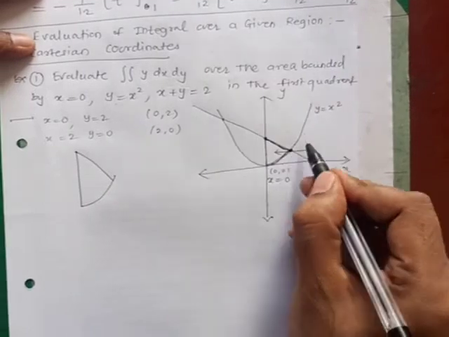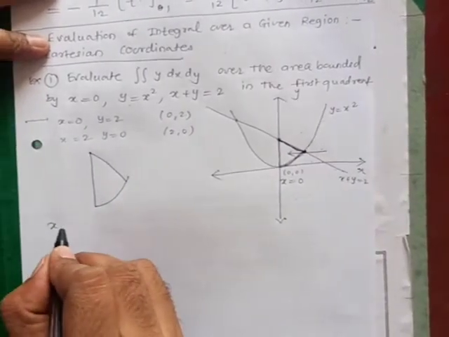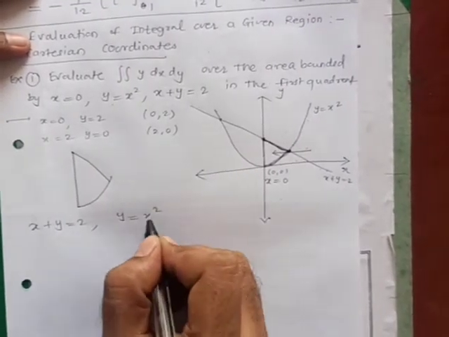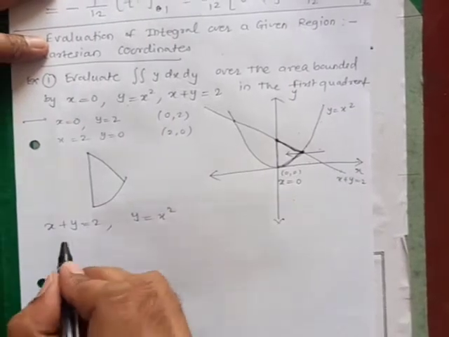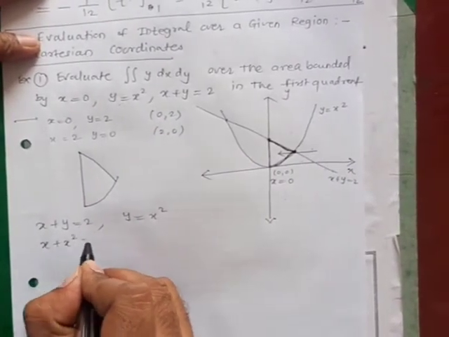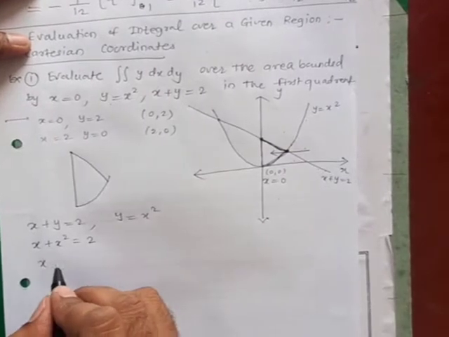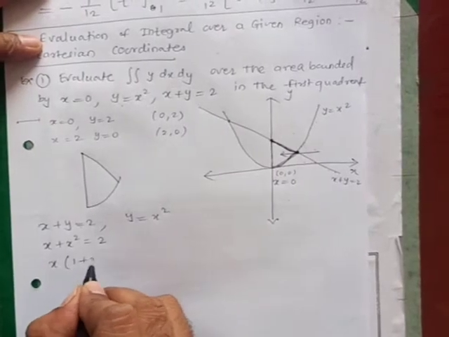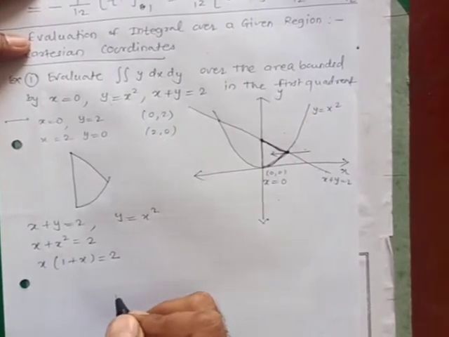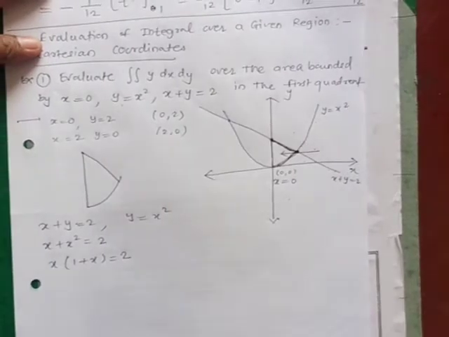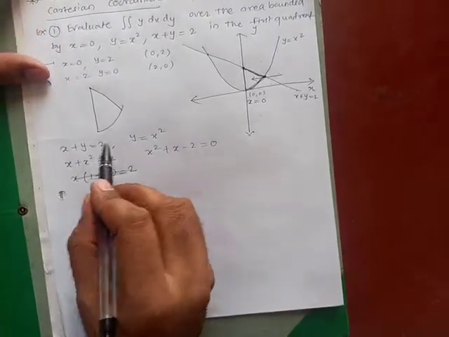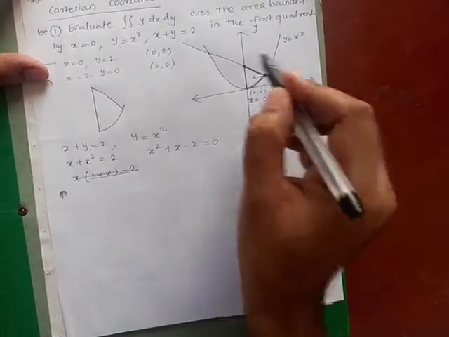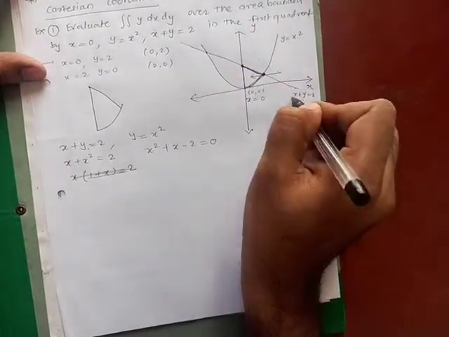If I want to find the intersecting point of this parabola and line, I'll compare x plus y is equal to 2 and y is equal to x square. If I put y is equal to x square here, then this becomes x plus x square equal to 2. We have to find the intersecting point of this parabola and this line.